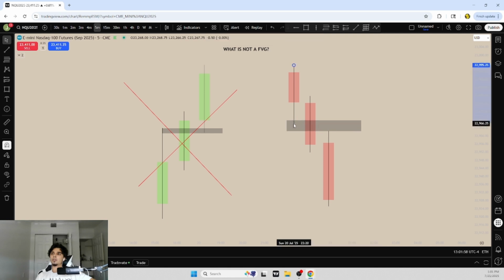Now, it can be super small too, even if it's like this. As long as it's the top of the first wick to the bottom of the third, right? Or if we keep moving up, like this is also a fair value gap. Super small, but it's also a gap, right? It doesn't matter the size.